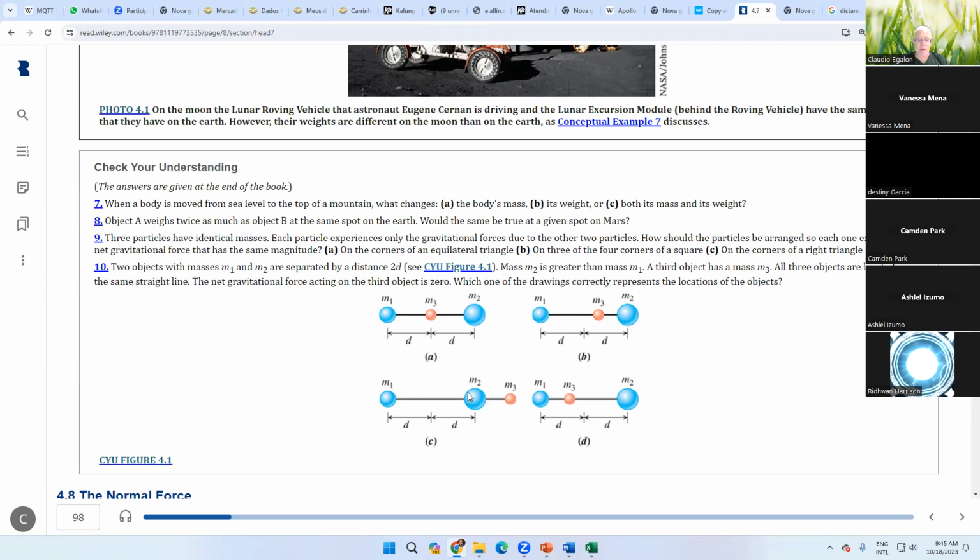Here in this case, mass 2 is attracting m3 to the left. And mass 1 is also attracting m3 to the left. So there's no net force equal to 0. So the only one that's left is this one here. In order to have a net force equal to 0 applied to M3, M3 must be closer to the less massive object. And that's what's going to be the answer.